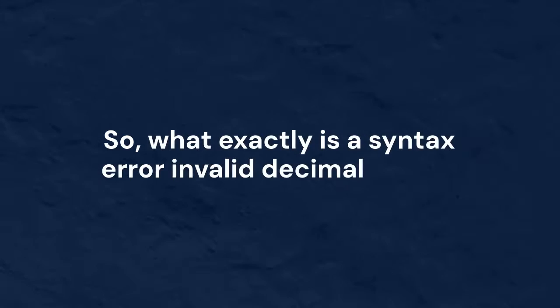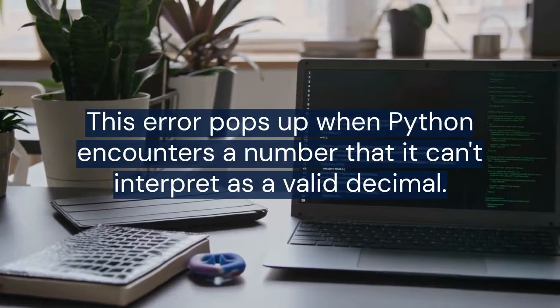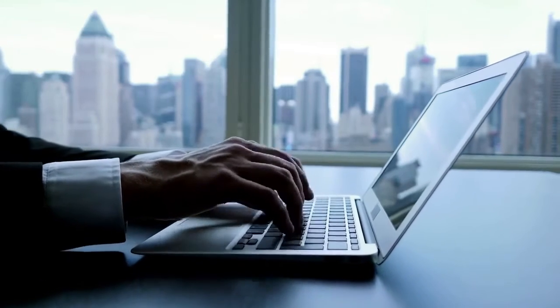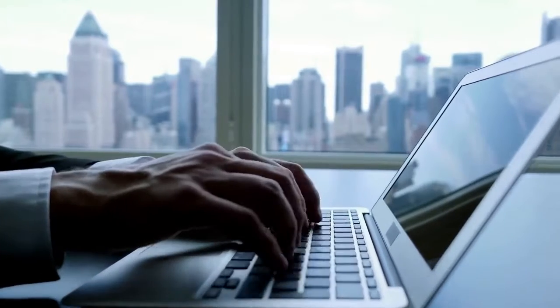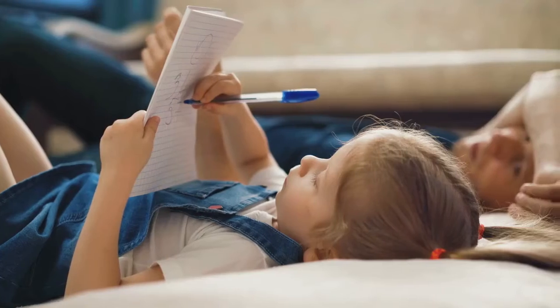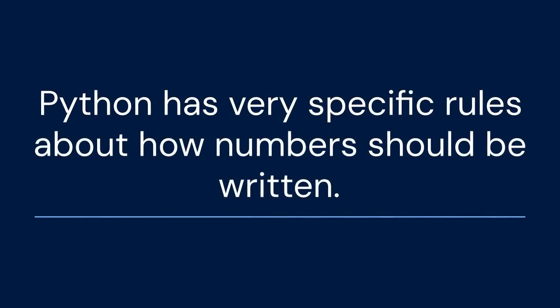So, what exactly is a syntax error, invalid decimal literal? This error pops up when Python encounters a number that it can't interpret as a valid decimal. This usually happens when you accidentally include leading zeros in a decimal number, forget the decimal point when using fractional values, or try to use non-numeric characters within your number. Python has very specific rules about how numbers should be written.